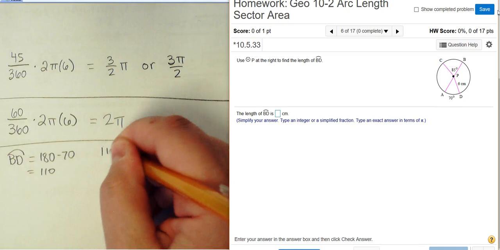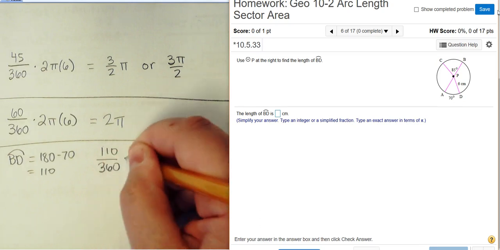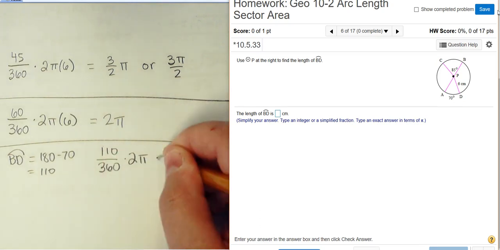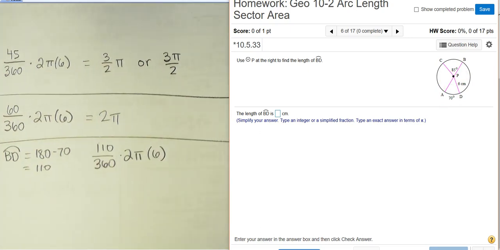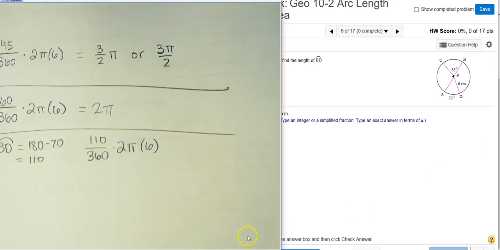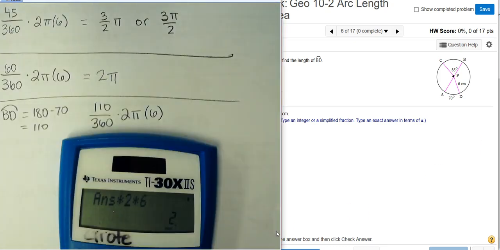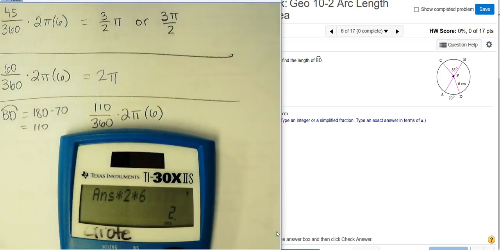So we need the length of arc BD. So we're going to go 110 over 360, times 2 pi times my radius. I don't know if it's just the luck of the draw here, but it seems like the radius is 6 for each one of these questions. So again, I'm going to grab the calculator, see if I can type it in here. Okay, hopefully you can see this okay. I'm going to do 110 divided by 360, and then multiply that by 2, and multiply that by 6. Now, here's one. This is 3.6 repeating.